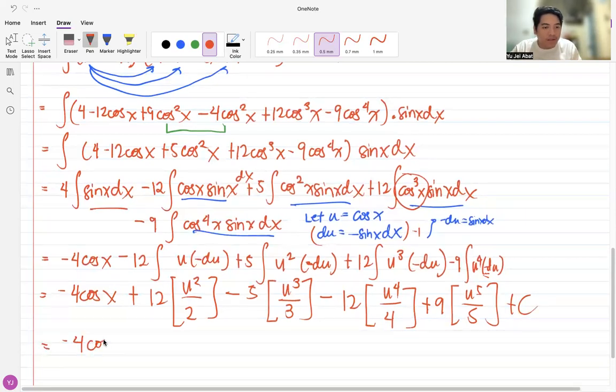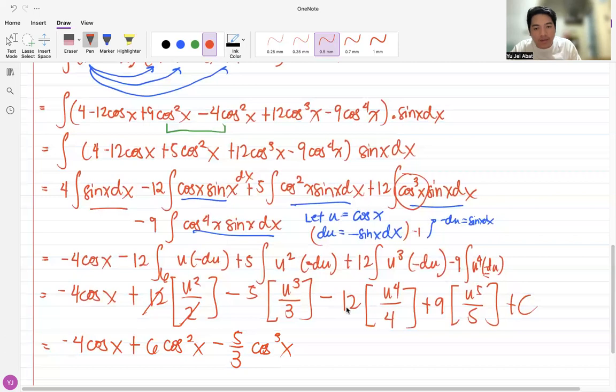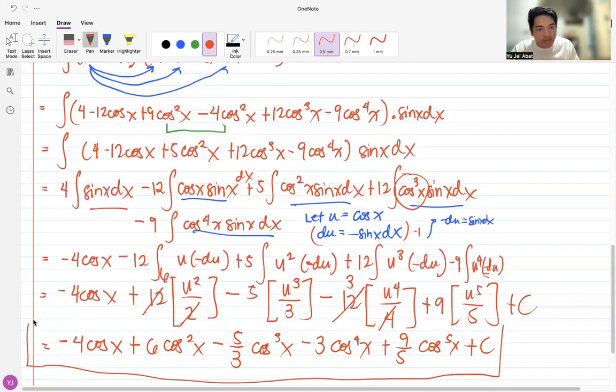So simplifying, we have negative 4 cosine of x. 12 divided by 2, that's 6, so that becomes plus 6 u squared, which is our u is cosine squared x. And then negative 5/3 of cosine cubed of x. 12 divided by 4, that's 3, minus 3 cosine raised to 4 of x, plus 9 all over 5 of the cosine raised to 5 x plus c. So double checking our answer, I think we got the correct answer. So that is our answer.